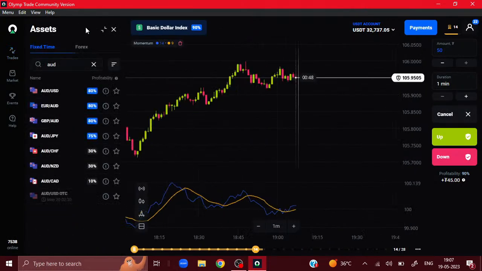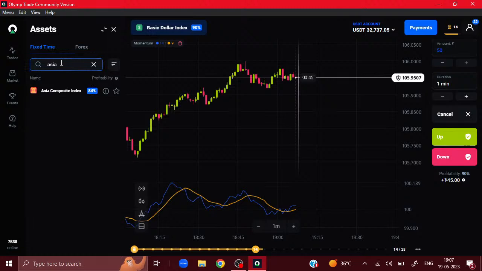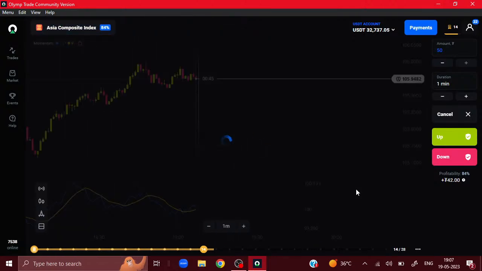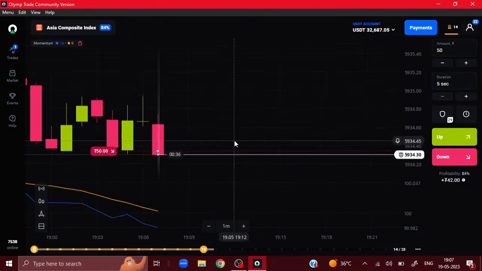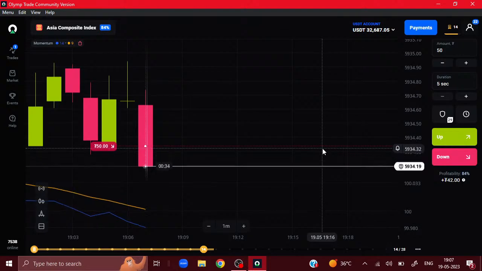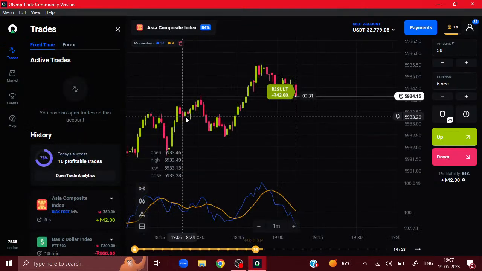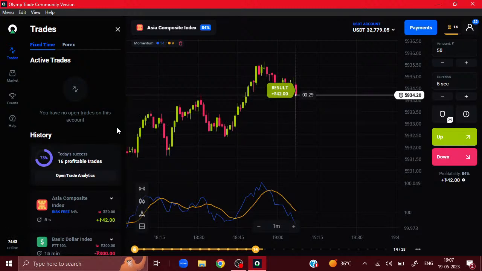I will try to do some quick trading now. Okay, one risk-free trade in the downward direction, Asia Composite Index. Exactly. While recovering, we may lose the trades and it might lead to a big loss.